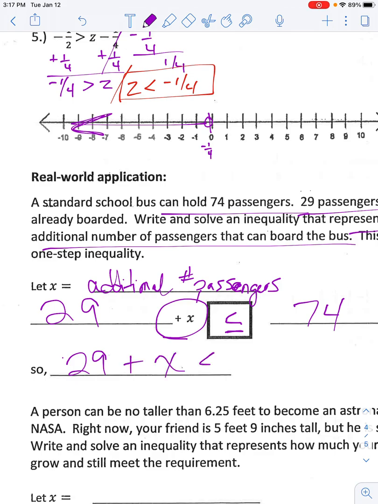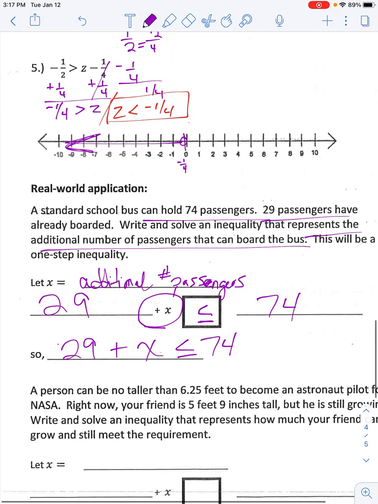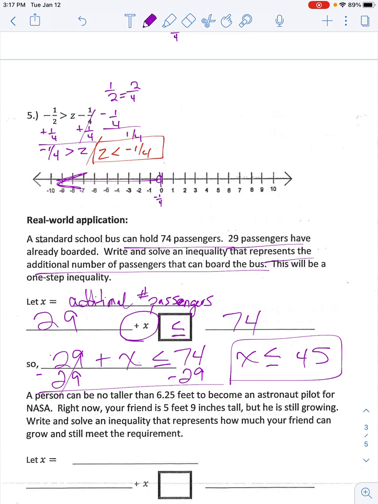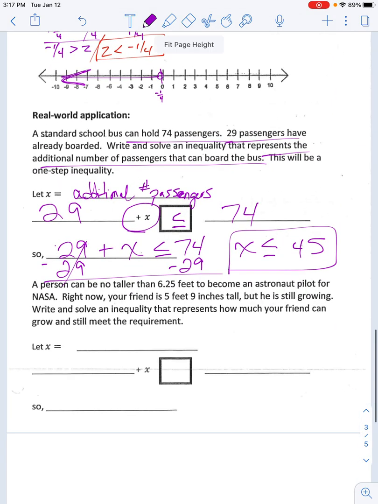Okay, so we're going to write that down. 29 passengers are already on, plus some additional passengers needs to be less than or equal to 74. Then we can solve by subtracting 29 from both sides. Not a whole lot of room, but x is going to be less than or equal to 45 additional passengers can get on this bus.